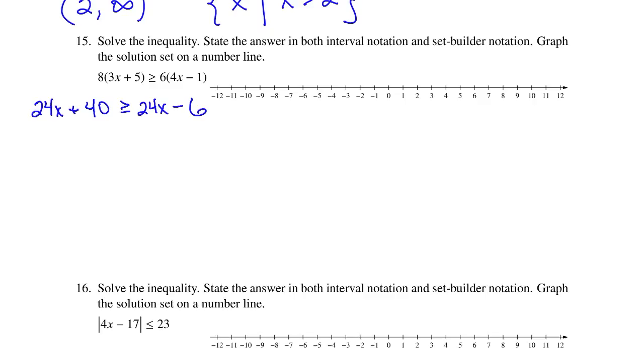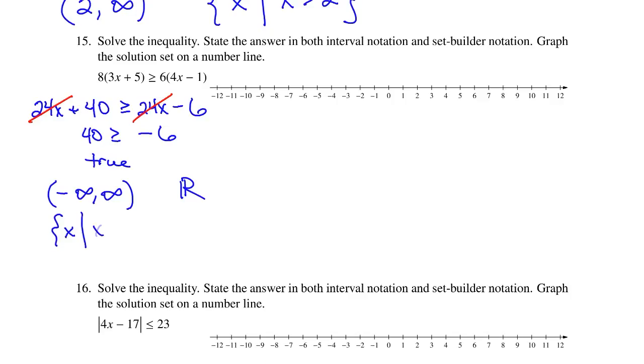Notice that we got 24x on both sides, so those cancel. And that leaves me with 40 is greater than or equal to -6, which is true for all values of x. So we're going to get all real numbers, or you could use the real number notation here. There's not really a set builder notation. You could say, if you wanted to, x such that x is any real number, or you could say x such that x is in the reals, any of those.